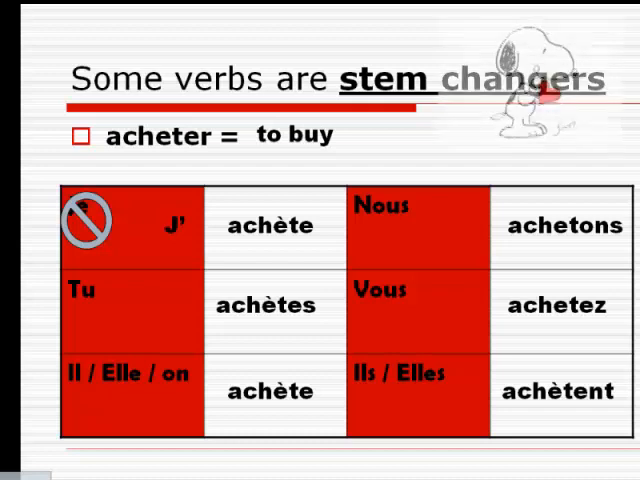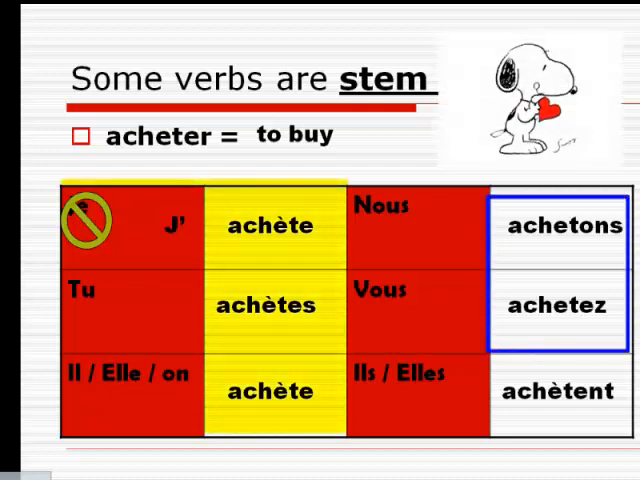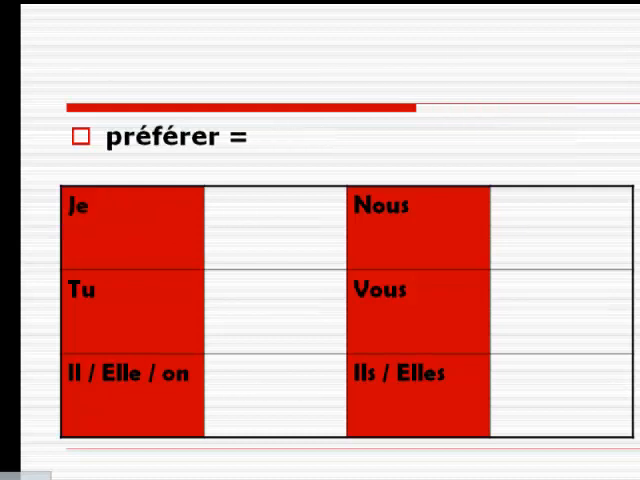I like to call these verbs Snoopy verbs because if you circle those forms that the accent is added on, it actually kind of looks like Snoopy's head. And that's characteristic of Snoopy verbs. The nous and the vous form always remain like the infinitive, but a spelling change happens with all of the other forms. The verb préférer is another Snoopy verb, another verb where the nous and the vous form look like the infinitive, but all of the other forms have a slight change.